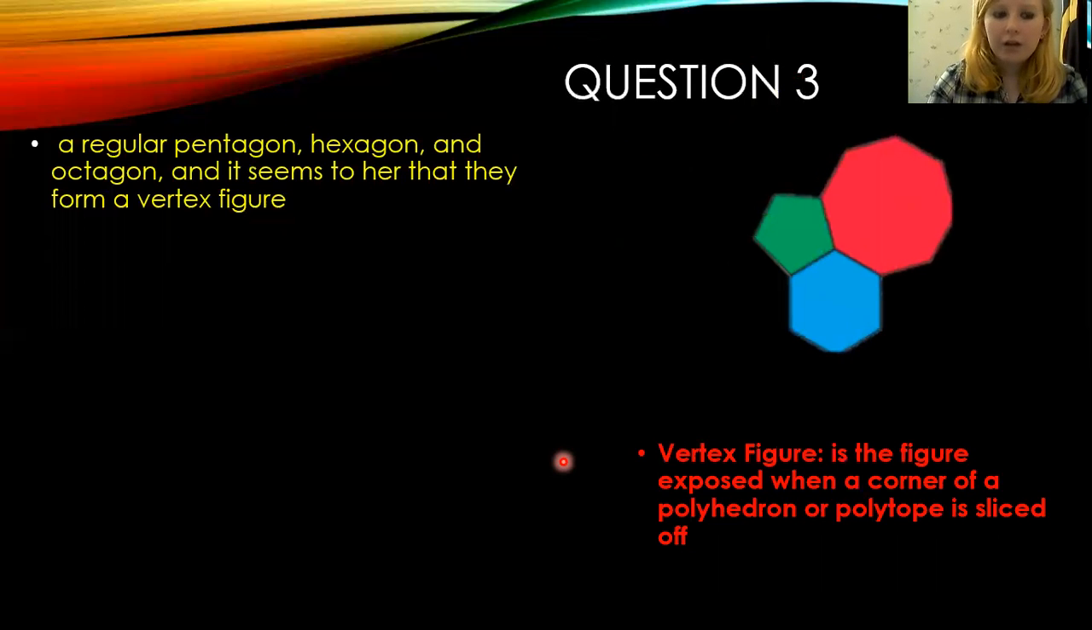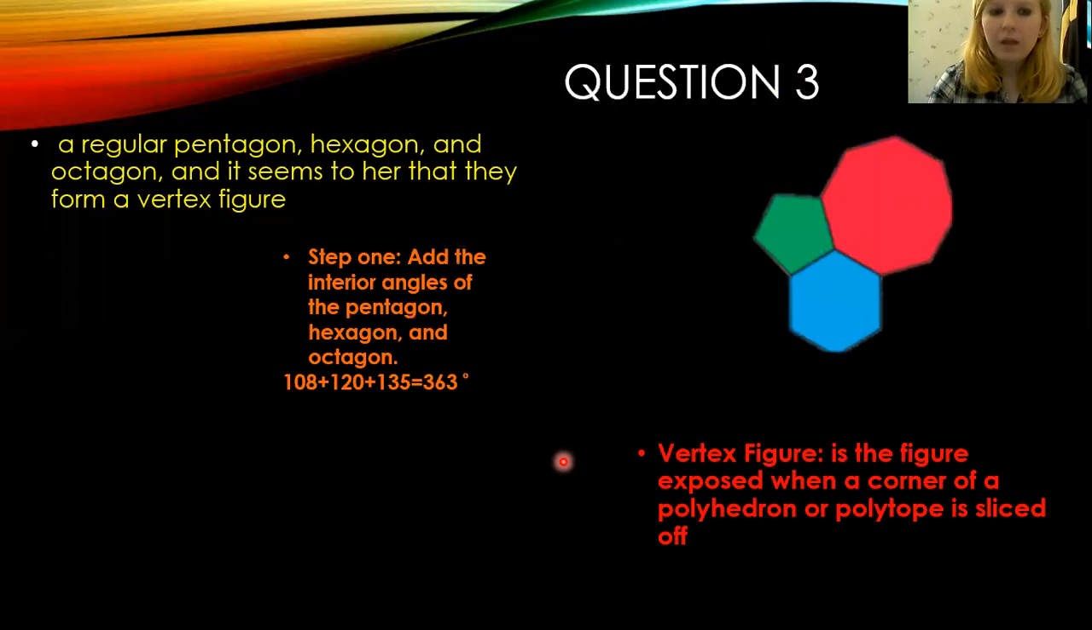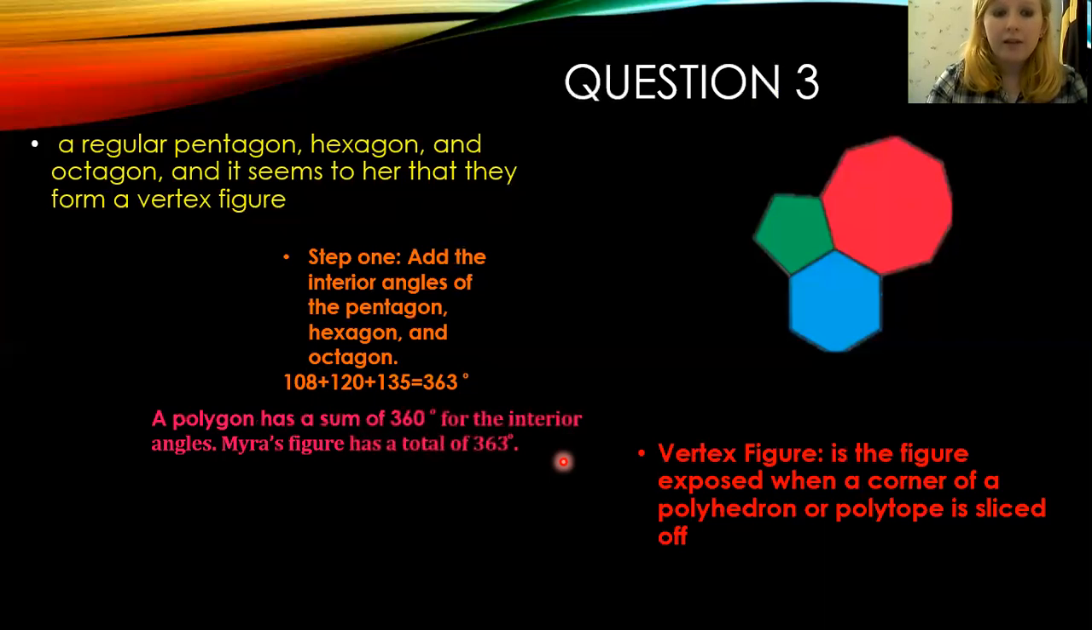So how do we figure out if this is a vertex figure? Step 1. We need to add the interior angles of the pentagon, hexagon, and octagon, which is 108 plus 120 plus 135, which will give us 360 degrees. But wait, doesn't a polygon have an interior sum of 360 degrees? That is correct. A polygon has a sum of 360 degrees for the interior angles.